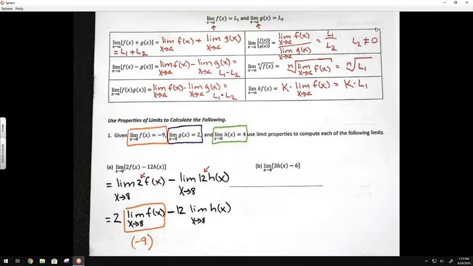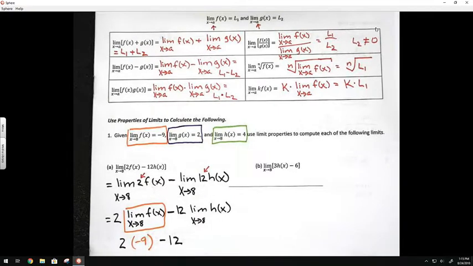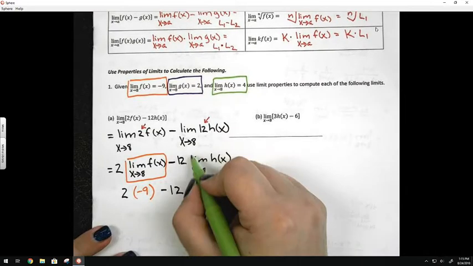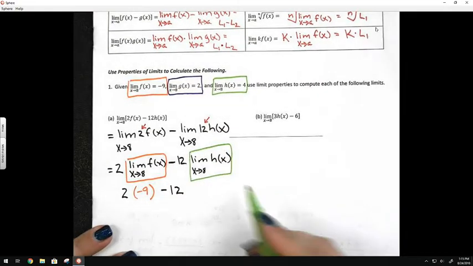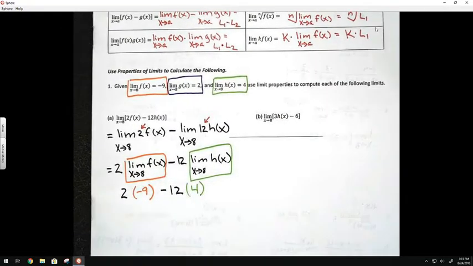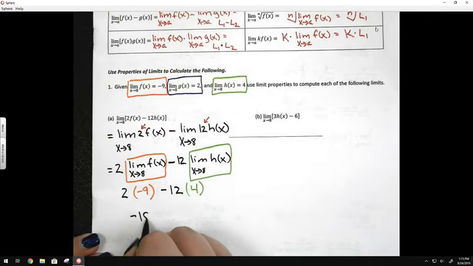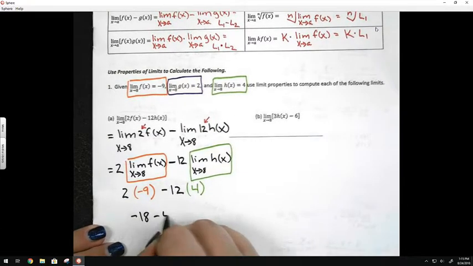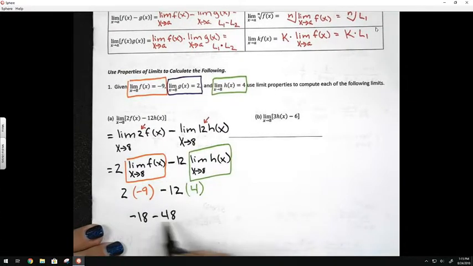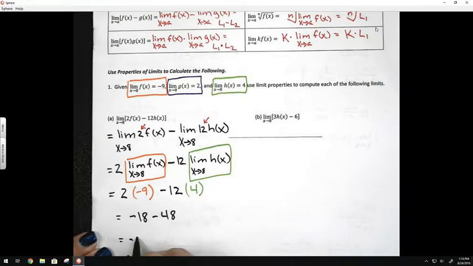We also know, I can bring down my 2 then, and my 12, but we also know that the limit, let me move this down a little bit, as x approaches 8 of h of x is this 4. And now we can actually evaluate the limit, whereas before we couldn't. 2 times -9 is -18. 12 times 4 is 48. And then I can just put those together, and my limit actually is -66.